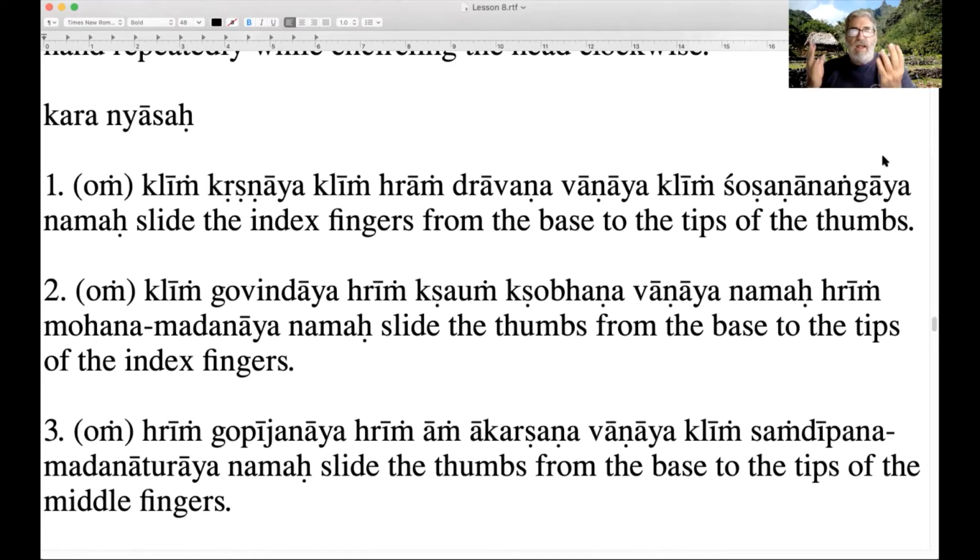Om Klim Krishnaya Ram Dravanavanaya Klim Soshananandaya Namaha. Slide the index fingers from the base to the tips of the thumb. So like this, right? Om Klim Govindaya Hrim Shrom Shobhana Vanaya Namaha Hrim Mohanamadhanaya Namaha. Slide the tip of the thumb from the base to the tips of the index finger like this. Yes.